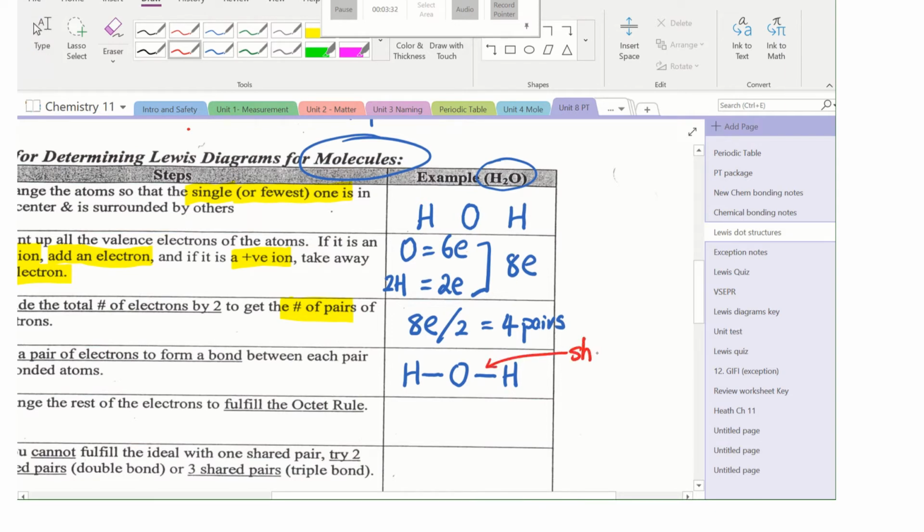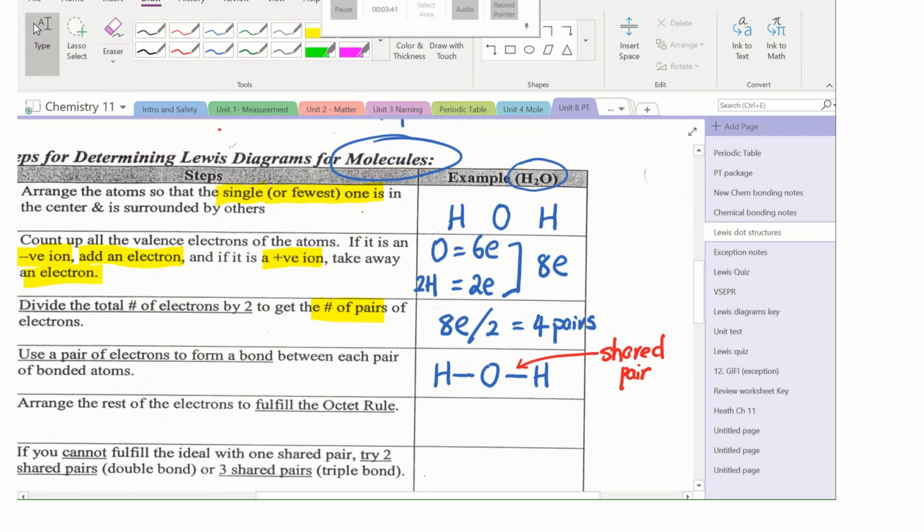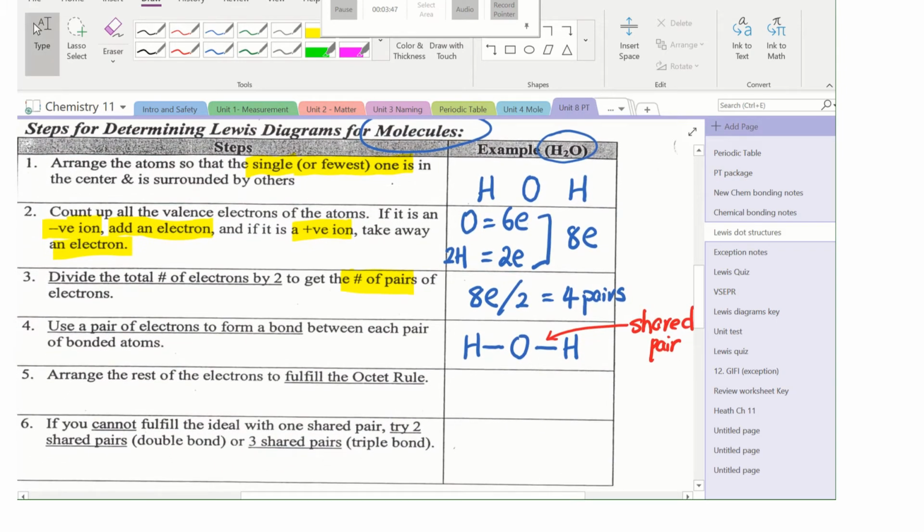We call them shared pairs, or bonded pairs. So here I'm just going to call it a shared pair. That means we used up 2 pairs, and they are shared between oxygen and hydrogen. So that's step number 4.